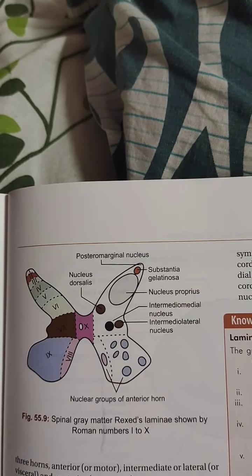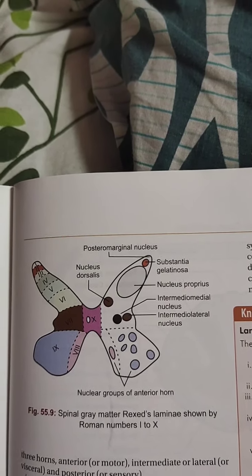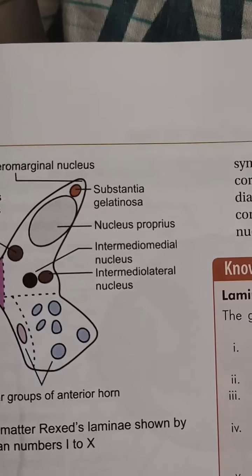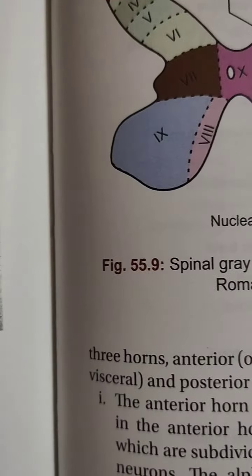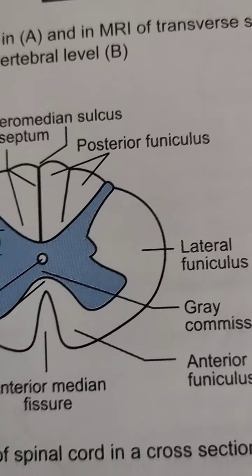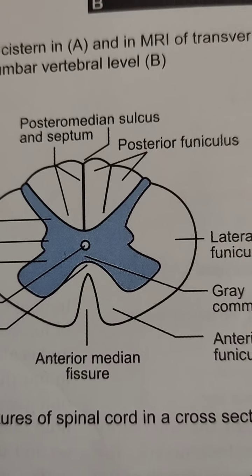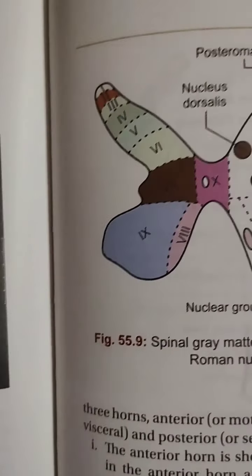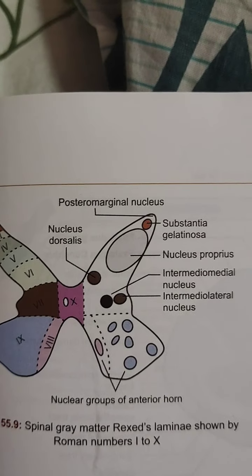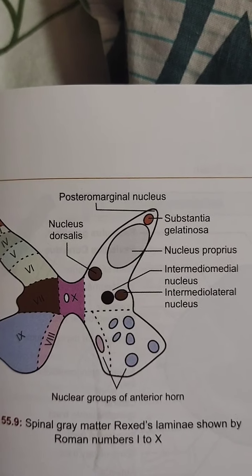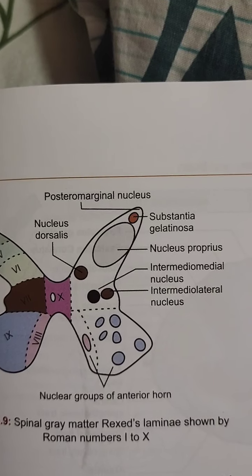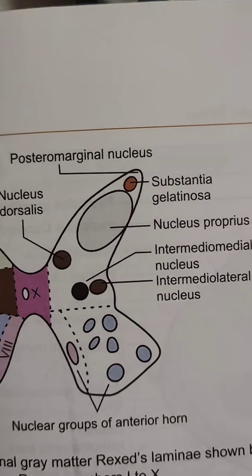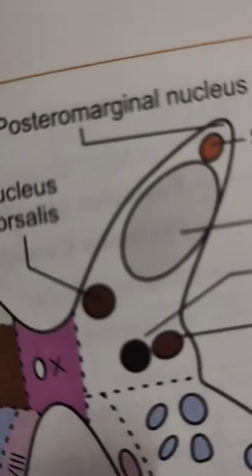Coming to the posterior horn. The posterior horn is very narrow and tapering, as you have already seen. Its tip touches the surface of the spinal cord. You can see it here. It is divisible into apex, head, neck and base.